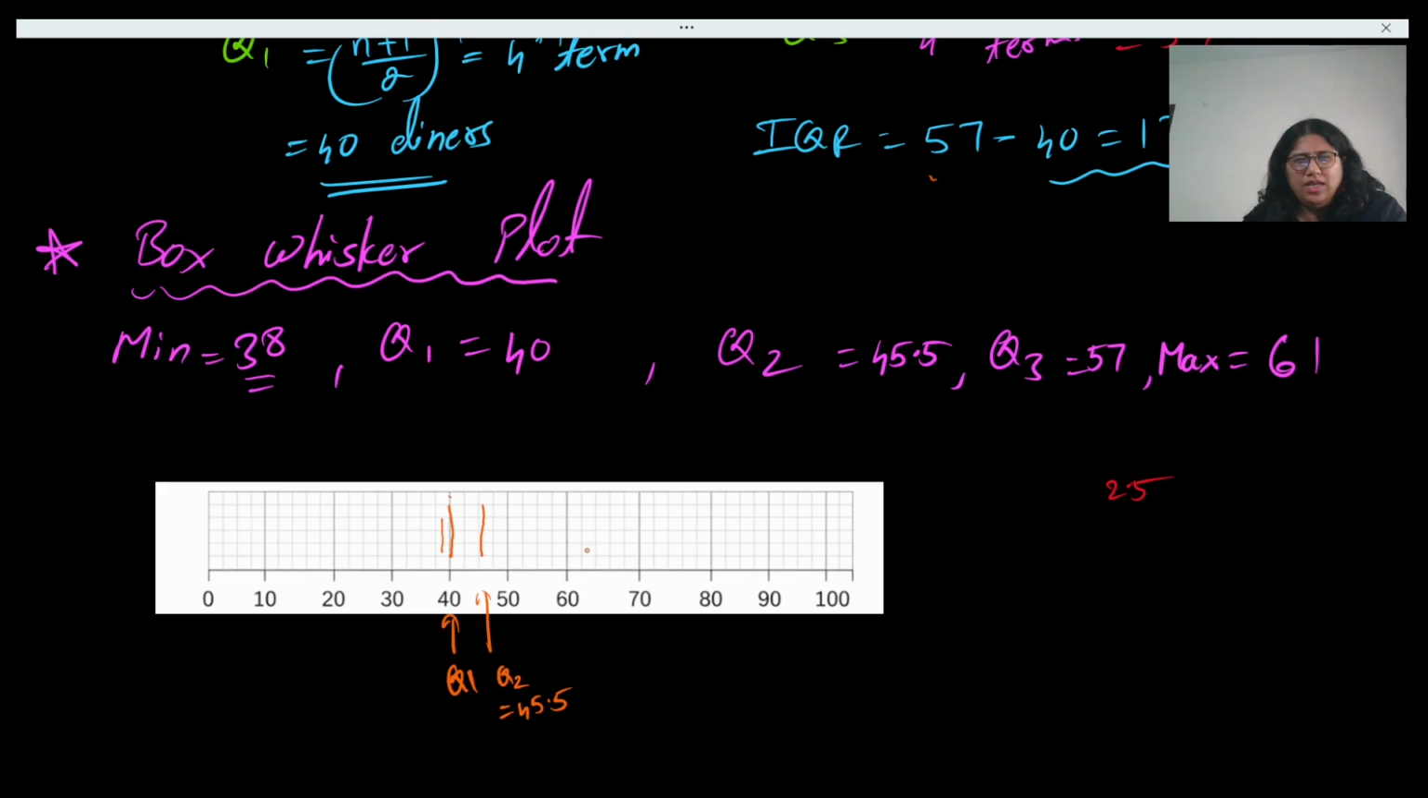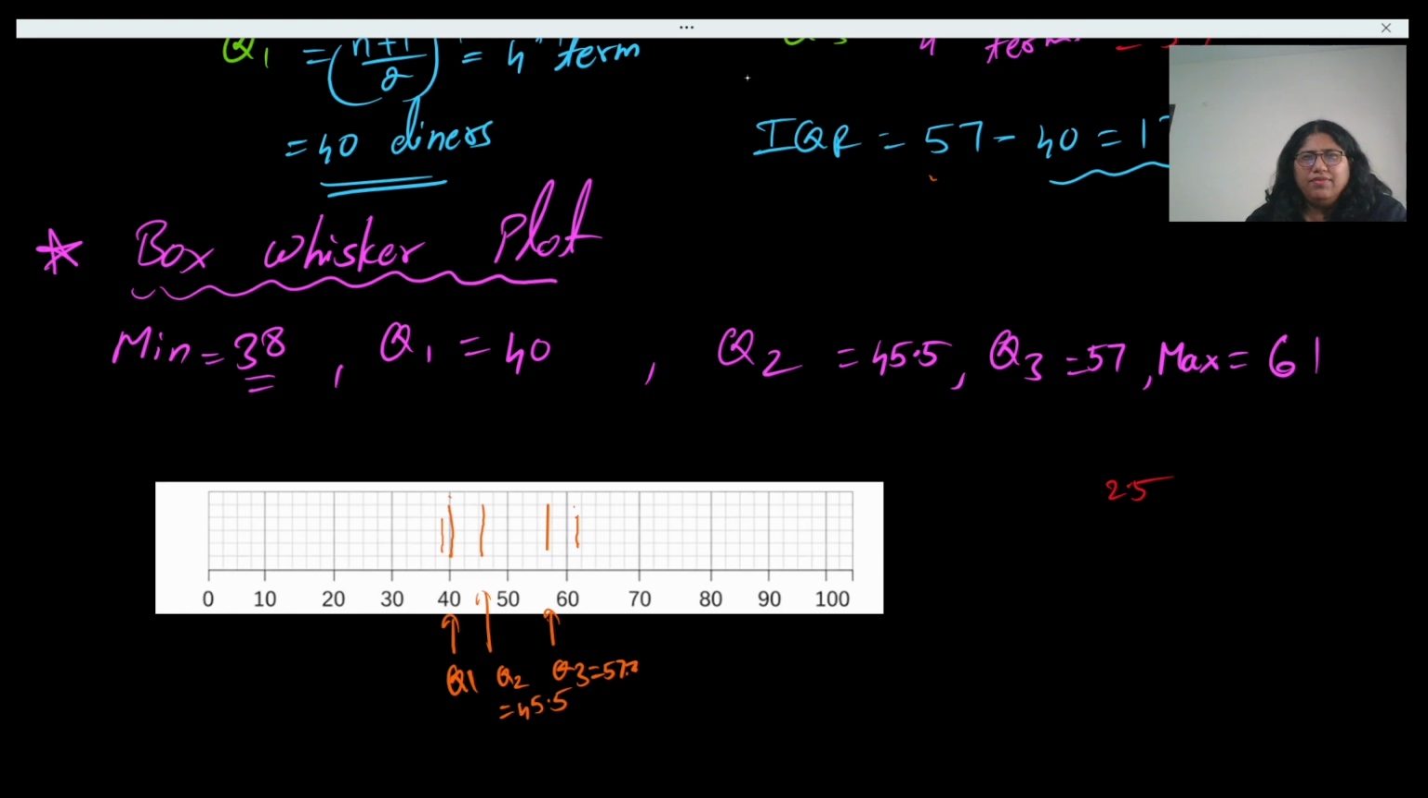Then here Q3 is 57, so 55, then 57.5. Here, if I'm taking a little bit here, this is 57, right? And then the maximum value is 61. So the first value is 62.5. So I can take it here. Now the maximum value, again the minimum and maximum value lines are going to be smaller. So I can take it from here to here, right?